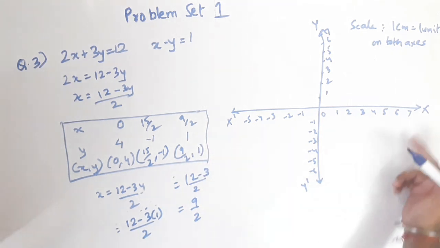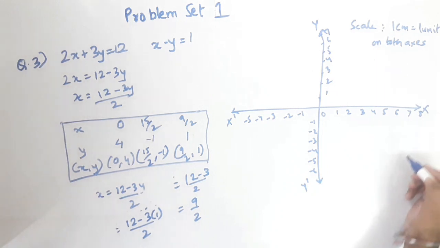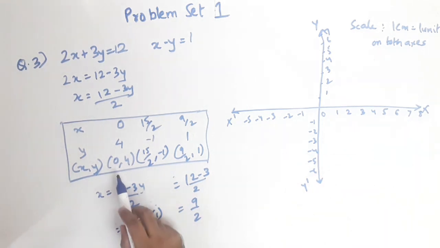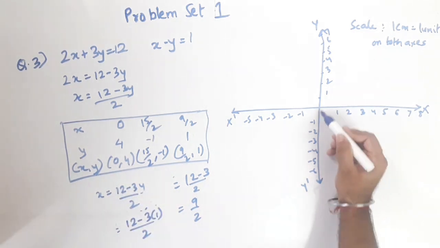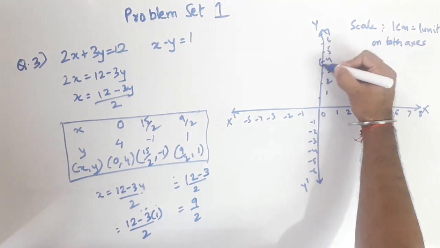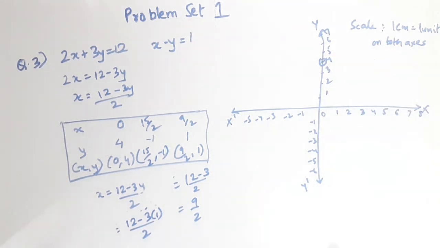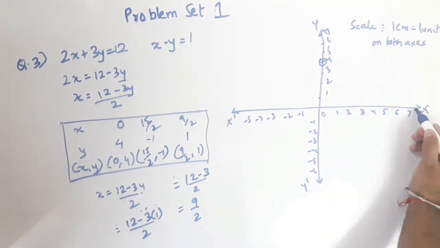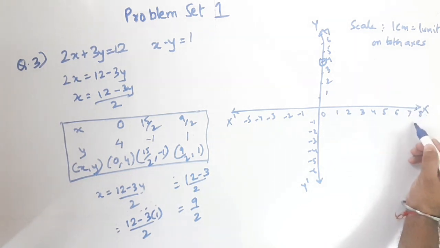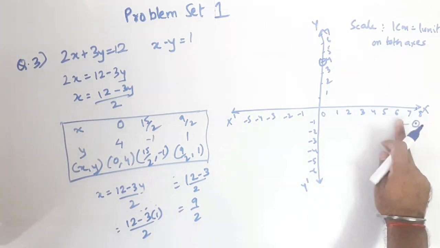So the first point I'll take is, this is say 8. Okay, 0 comma 4. 0 comma 4, the point will be here. Okay, then 15 upon 2 and minus 1. 15 upon 2 is between 7 and 8, 7.5, and minus 1 on y-axis. On y-axis it is here. Okay, so 2 points we got.